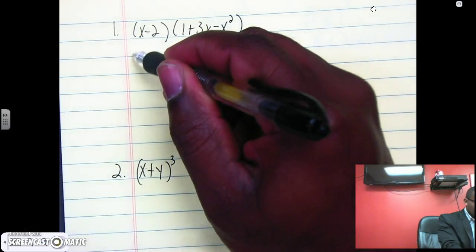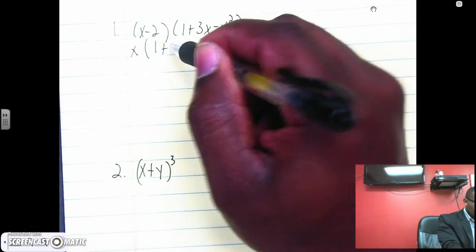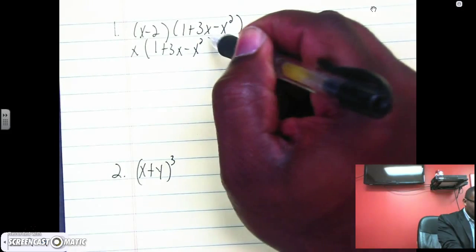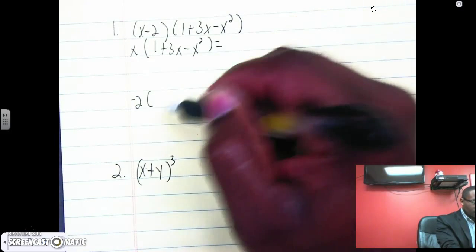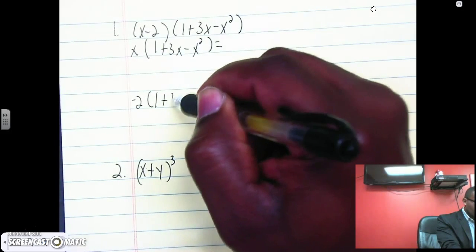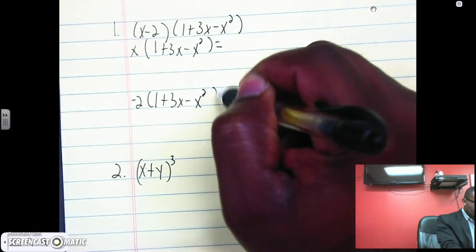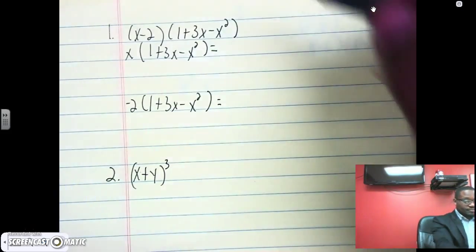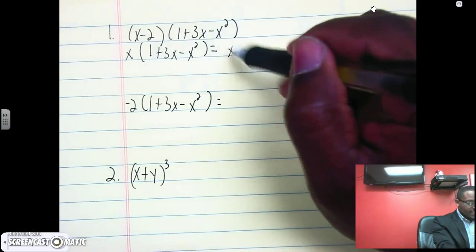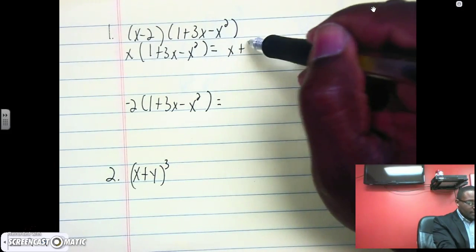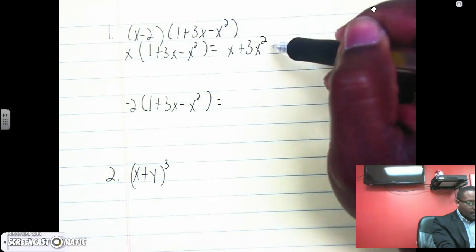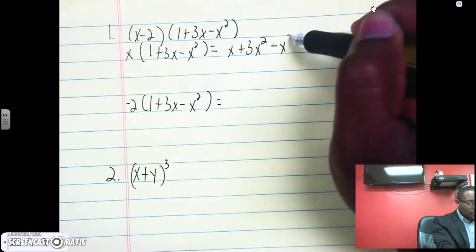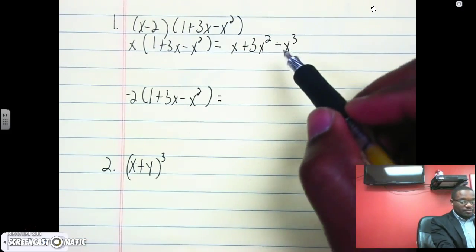You can take the x and multiply it by this whole parenthesis, 1 plus 3x minus x squared. You can take that negative 2 and multiply it by that same parenthesis, 1 plus 3x minus x squared. Let's do that. X times 1 is x. X times 3x is 3x squared. X times negative x squared is minus x to the third power, using the old exponent properties here.